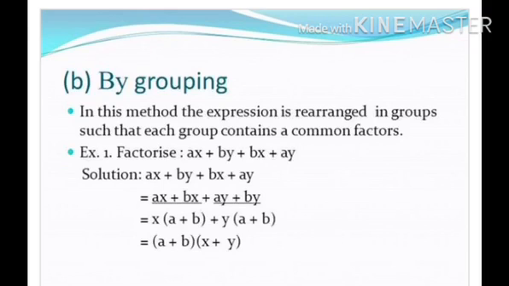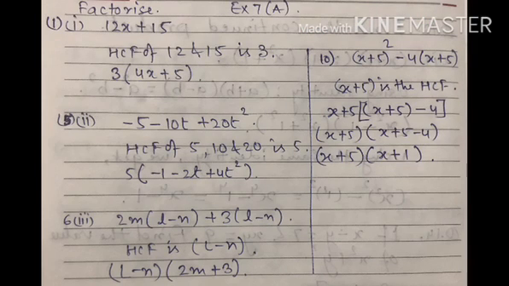Now we start exercise 7a. I will solve some questions for you, then the rest you have to do on your own. Now exercise 7a, question number 1, factorize 12x plus 15. First we find the HCF of 12 and 15, which is 3. So we write 3 bracket 4x plus 5 is the answer.